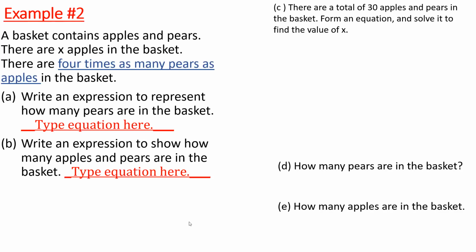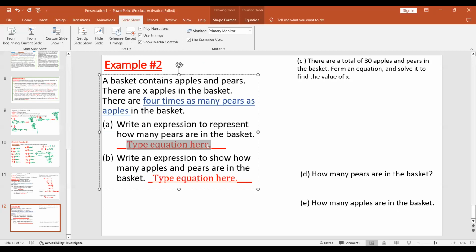All right, so write an expression to show how many pears are in the basket. 4x. Very good. Why are we saying that it's 4x? It's 4 times. It's 4 times, so it's going to be 4x.